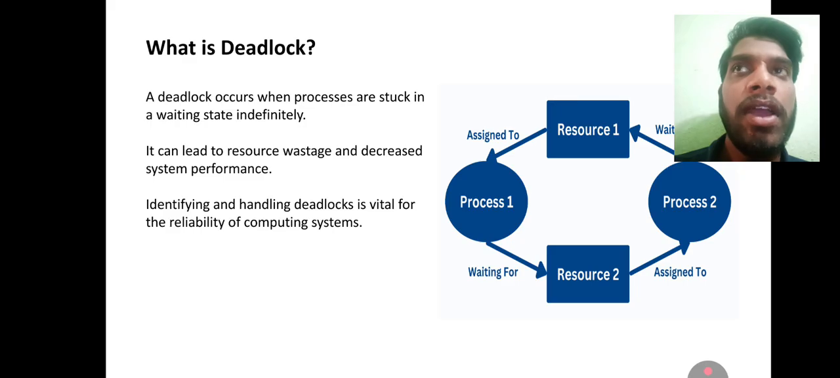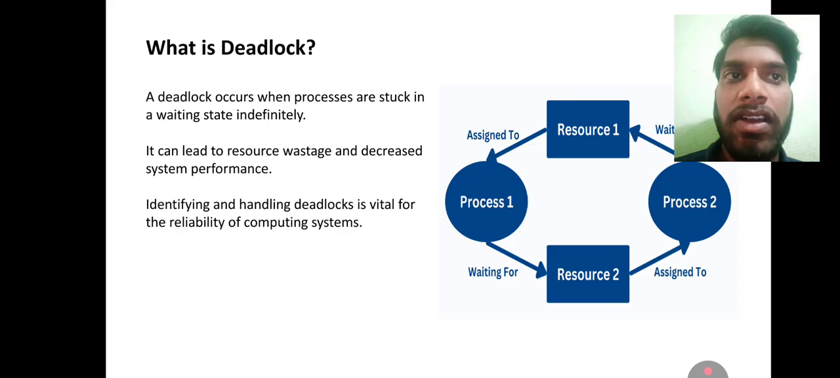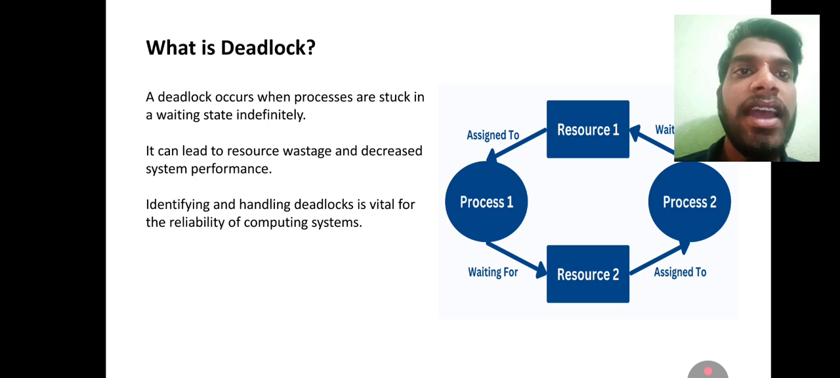First of all, we have to know what a deadlock is. A deadlock occurs when processes are stuck in a waiting state indefinitely. It can lead to resource wastage and decreased system performance. Identifying and handling deadlock is crucial for the reliability of computing systems.